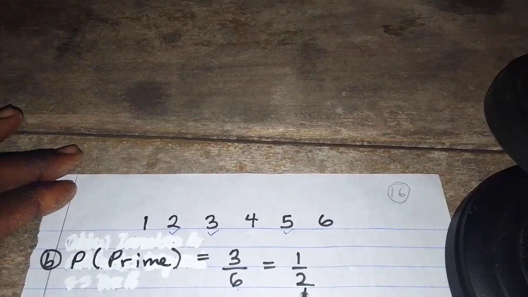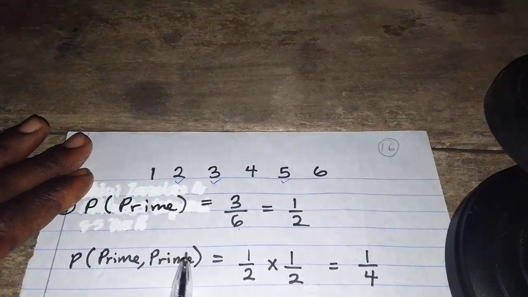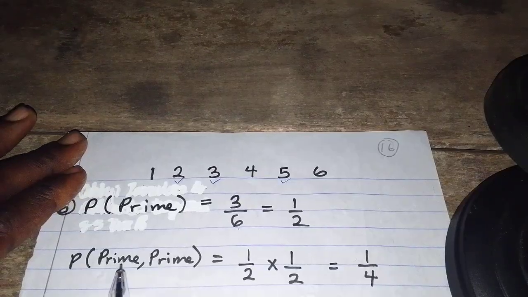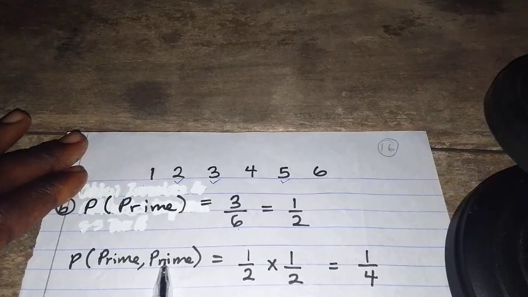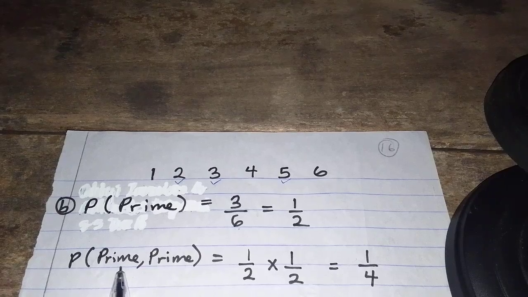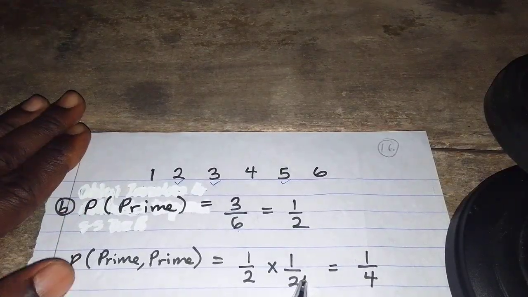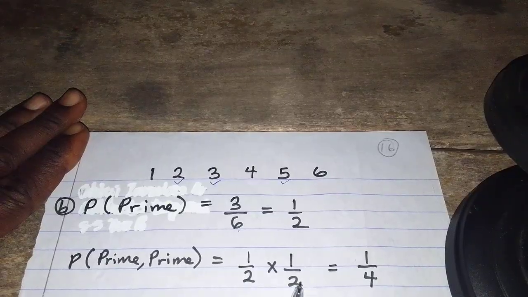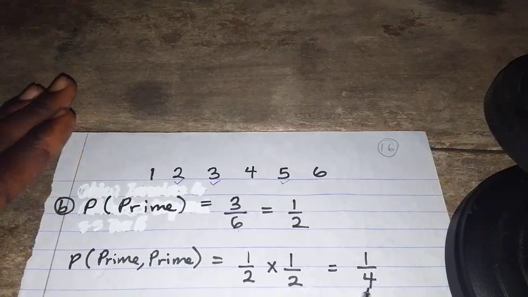Now we want 2 prime numbers: the probability that the first one is a prime number and the second one is a prime number. The probability that the first one is a prime number is 1 over 2. The probability that the second one is a prime number is also 1 over 2. Because we want the two to happen simultaneously, that means we want a prime number and a prime number, so we multiply their probabilities. So 1/2 times 1/2. 1 times 1 gives us 1, 2 times 2 gives us 4.